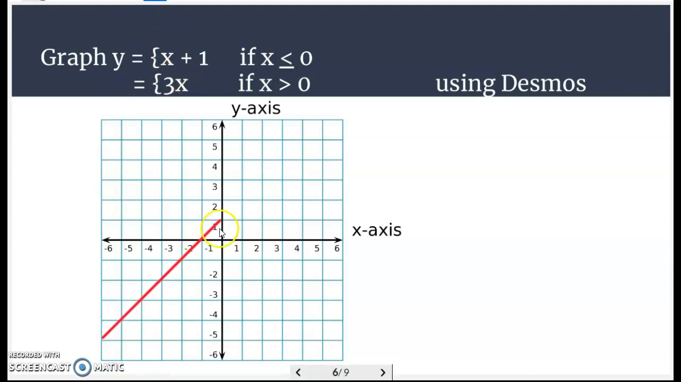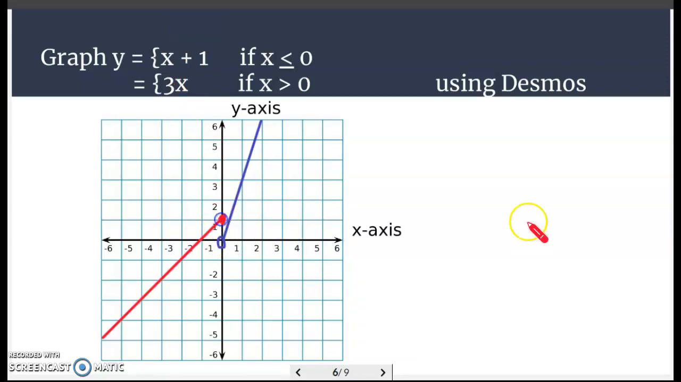Blue line, 3x, that would cross up here. Let's get our circles right. Open circle right here, because we do not include the endpoint. Closed circle right here, because we do include the endpoint.